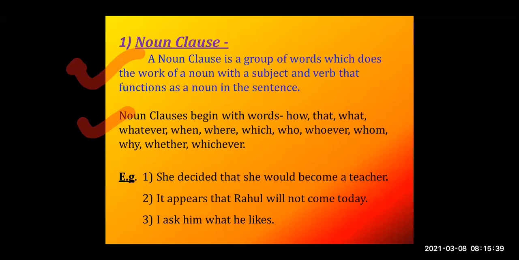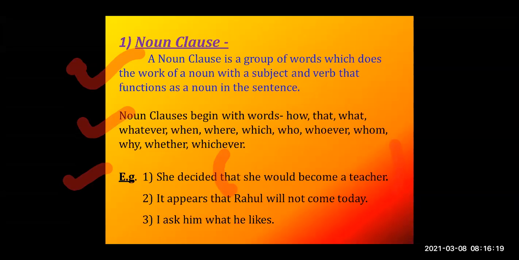Just look at the first example of the noun clause. She decided that she would become a teacher. Now, in this sentence, which is the noun clause here? That she would become a teacher. This is our noun clause. Now, which is the subject here? She is the subject. Would is the verb.